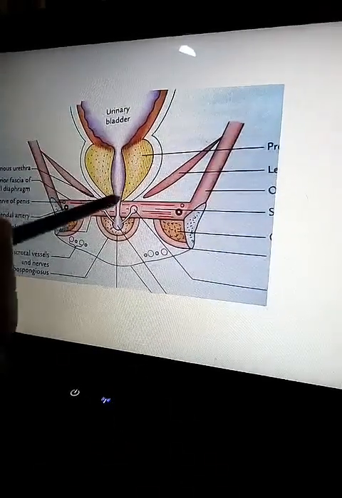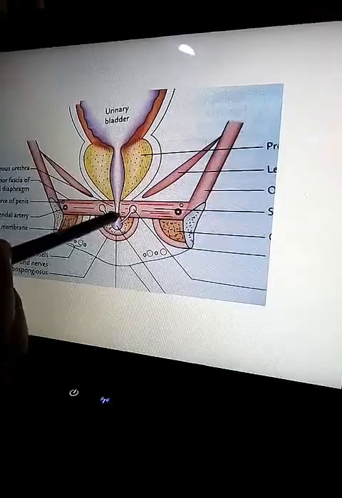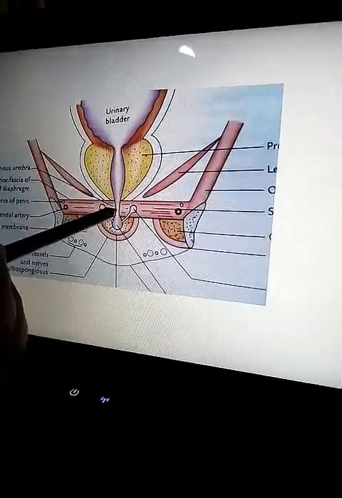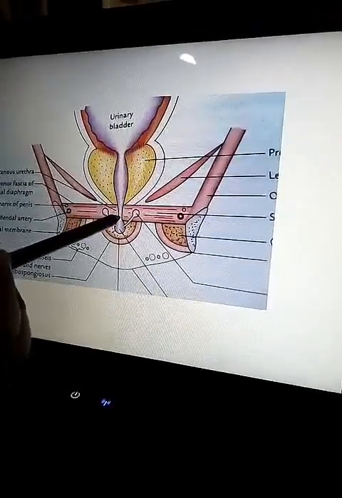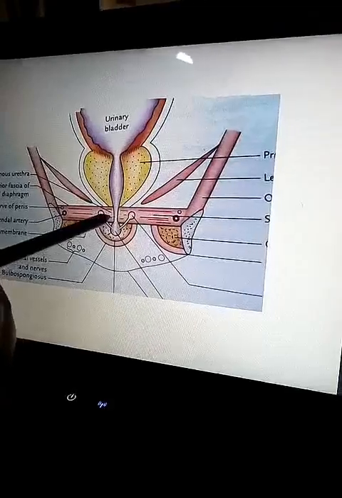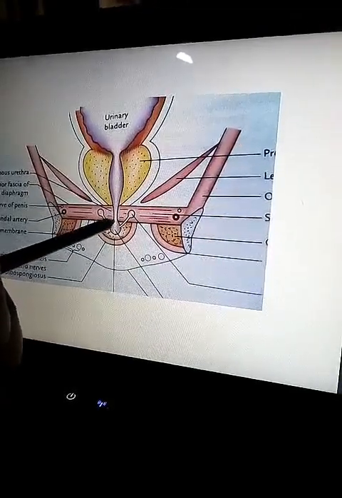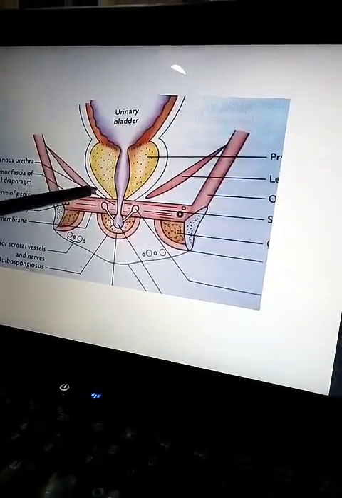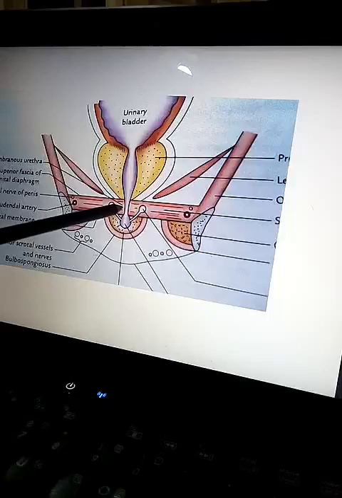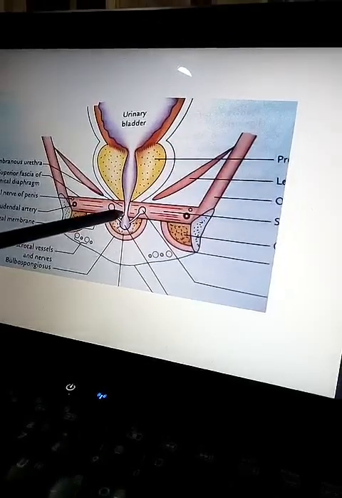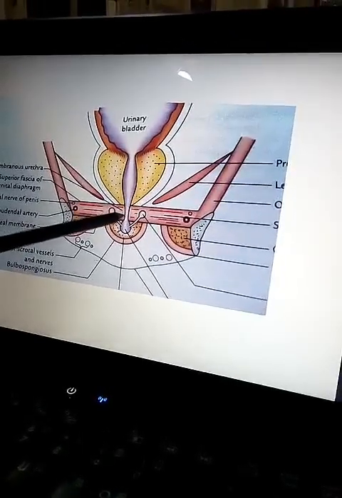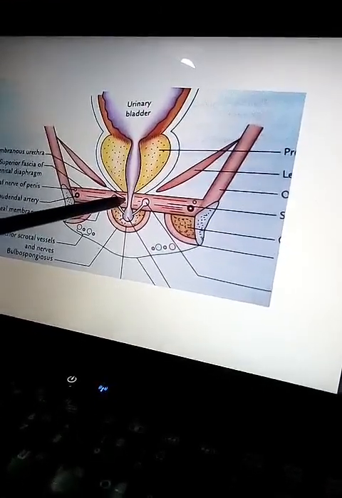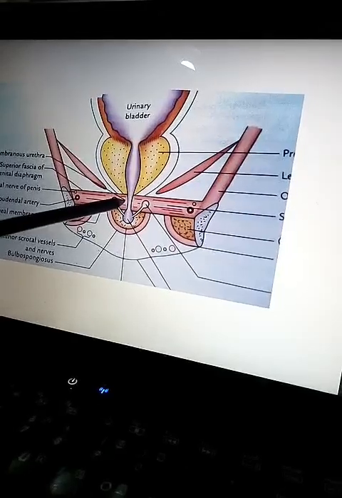Now contents of the deep perineal pouch. First important content is the membranous urethra. It is 1.5 to 2 centimeters long and runs downwards and forwards through the deep perineal pouch. It pierces the perineal membrane about 2.5 centimeters behind the pubic symphysis. This membranous urethra is the narrowest and least dilatable part of the urethra.